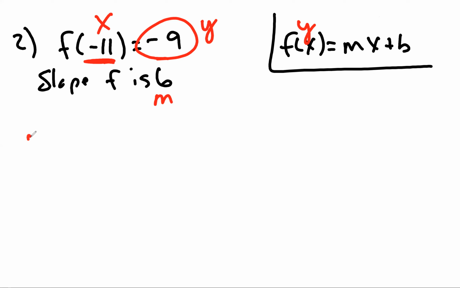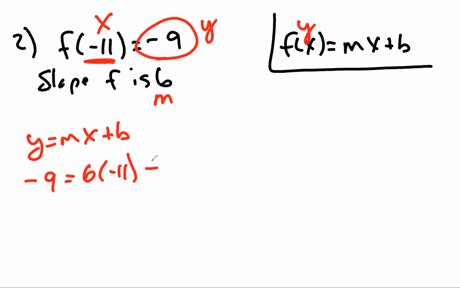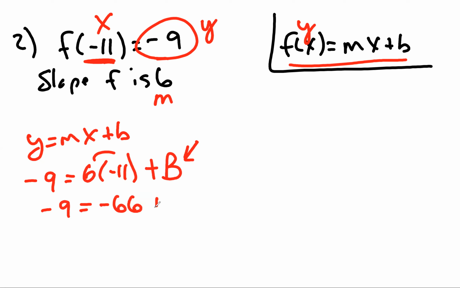And so what I can do is I can write y equals mx plus b. But instead of using all these letters, I can use actual numbers. So I'm going to write this out as negative 9 instead of y, equals sign, 6 instead of m, parenthesis, negative 11 instead of x, and then plus b. I'm writing this as a capital B because sometimes my lowercase b looks like a 6. And so what I'm going to try to do here is solve this equation and get b by itself. And then I'll have every single thing that I need to come back over here and write it as a function. And so in order for me to solve for b, I'm going to have to distribute. So I'm going to have negative 9 equals negative 66 plus b.